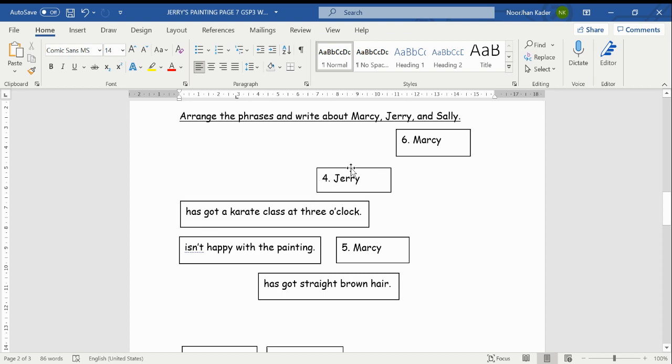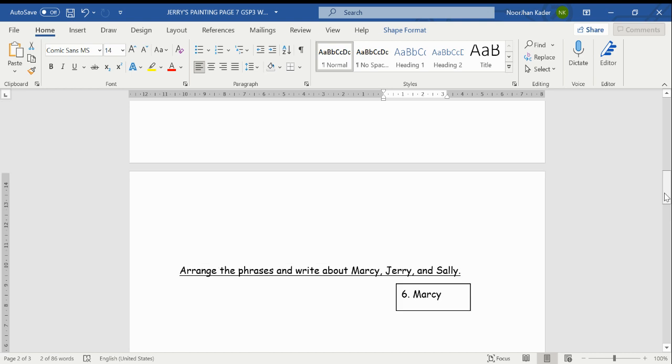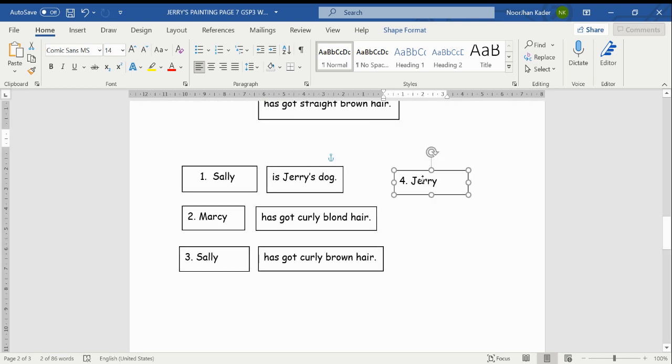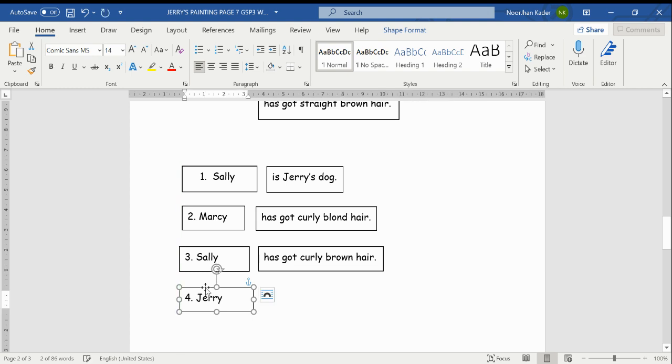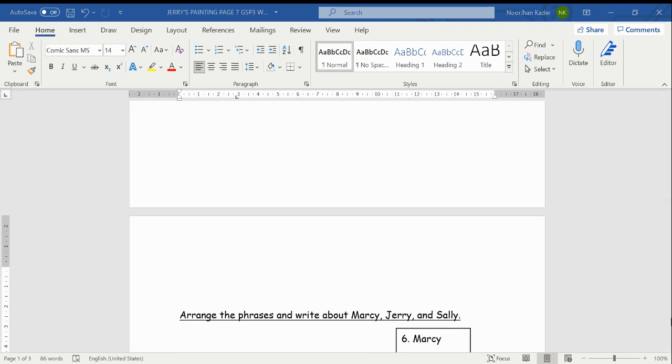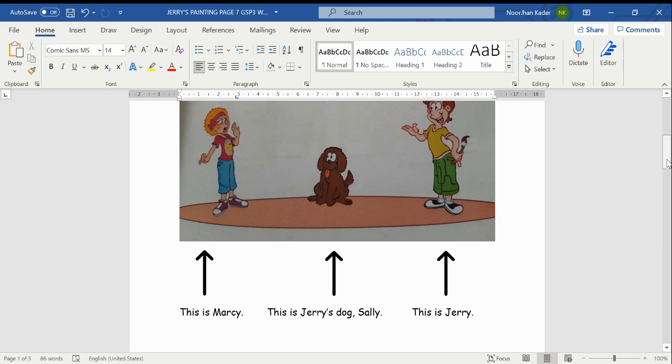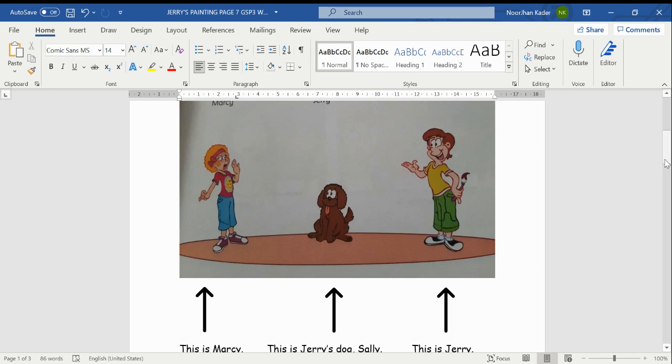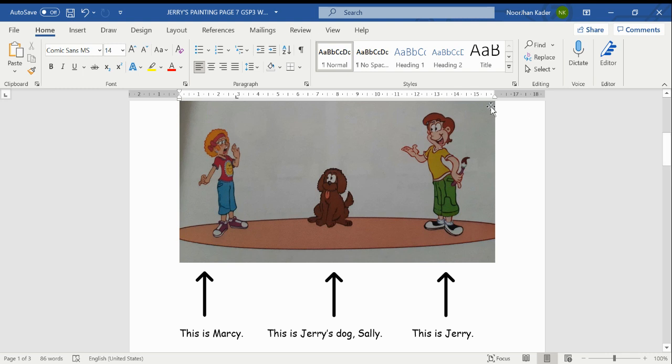Then let's go to box number 4, where we are going to describe Jerry. Let's bring Jerry's box down. We are actually talking about Jerry now. It's very clear because number 4 says Jerry. So this is Jerry. What can you see? Jerry is holding a brush. He's the one painting, and he has got straight hair, and his hair is brown.